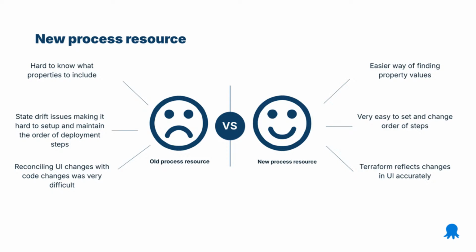You would write the deployment process, you would then come back to it, make no changes, try to run the Terraform plan again, and it would just delete the entire deployment process. Or you go into the UI, make some changes, hit Terraform plan, apply, and then for some reason your deployment process completely reordered itself. So it was a pretty bad experience trying to navigate the old process resource. We've got a new one that we've implemented. It's way easier to find the property values you need for each step. It's super easy now to set up and change the order of the steps, and it works way better with the Octopus UI. You're not going to run into those cases I mentioned before where you just come back, nothing has changed, and your process has just been deleted.